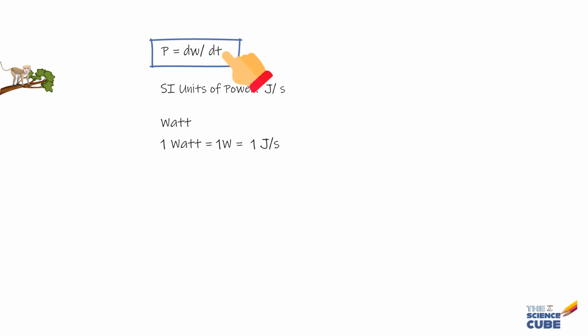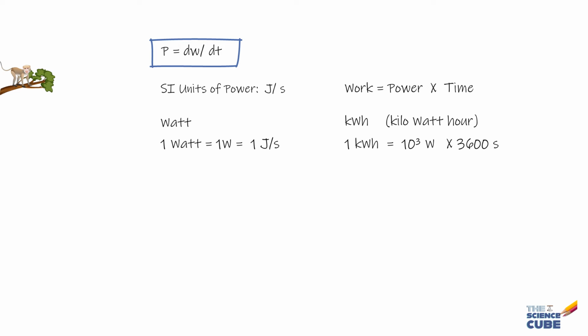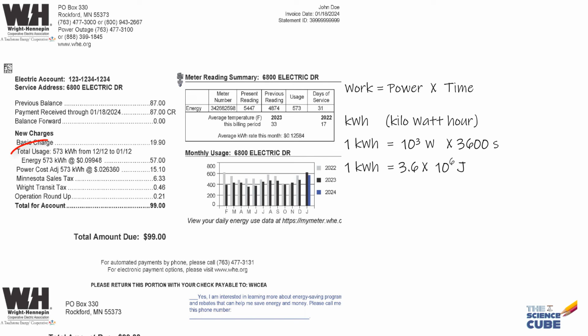Now, if you observe this equation, you can say that work can be expressed as power multiplied by time. And when we deal with electricity, we use this idea quite often, that is kilowatt-hour. Thus, 1 kilowatt-hour is equal to 10 to the power 3 watts into 3600 seconds, that is equal to 3.6 into 10 to the power 6 joules. Now, since this unit appears on our electricity bills, the kilowatt-hour and watts are often associated with electrical units. But you can use this terminology in other examples of power and energy as well.